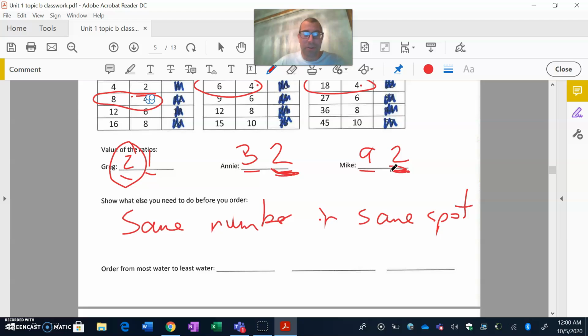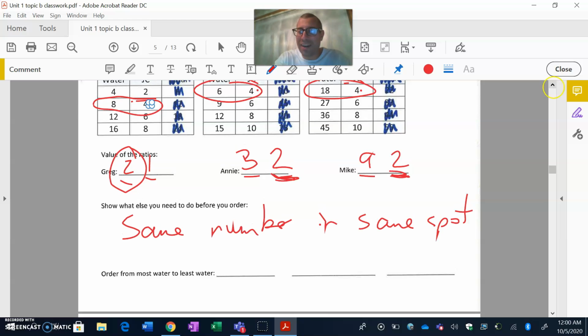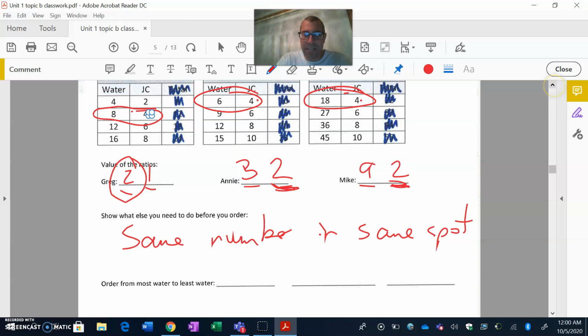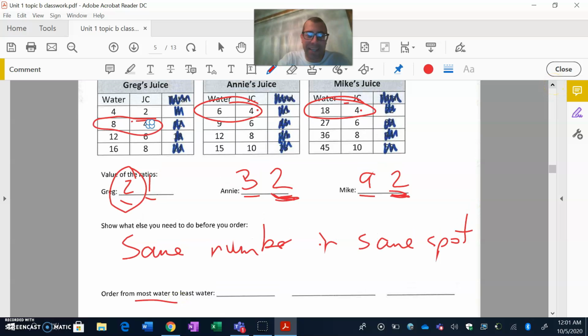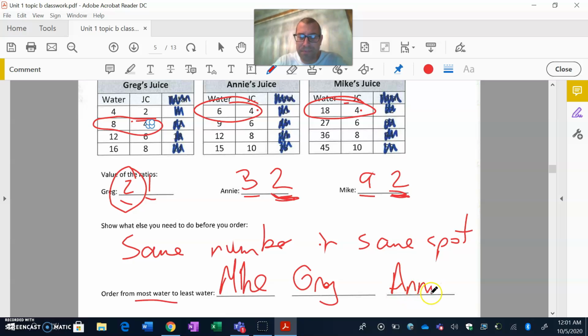So let's get an order now. Now that I see they all have the same numbers, 4s, they all have 4s for their juice concentrates. Who's got the most water? Well, that's an 18, a 6, and an 8. There we go. My 18, that's it. Who is that? Yeah, that's Mike this time. All right, and then next, Greg. And then last, we're working with Annie here.